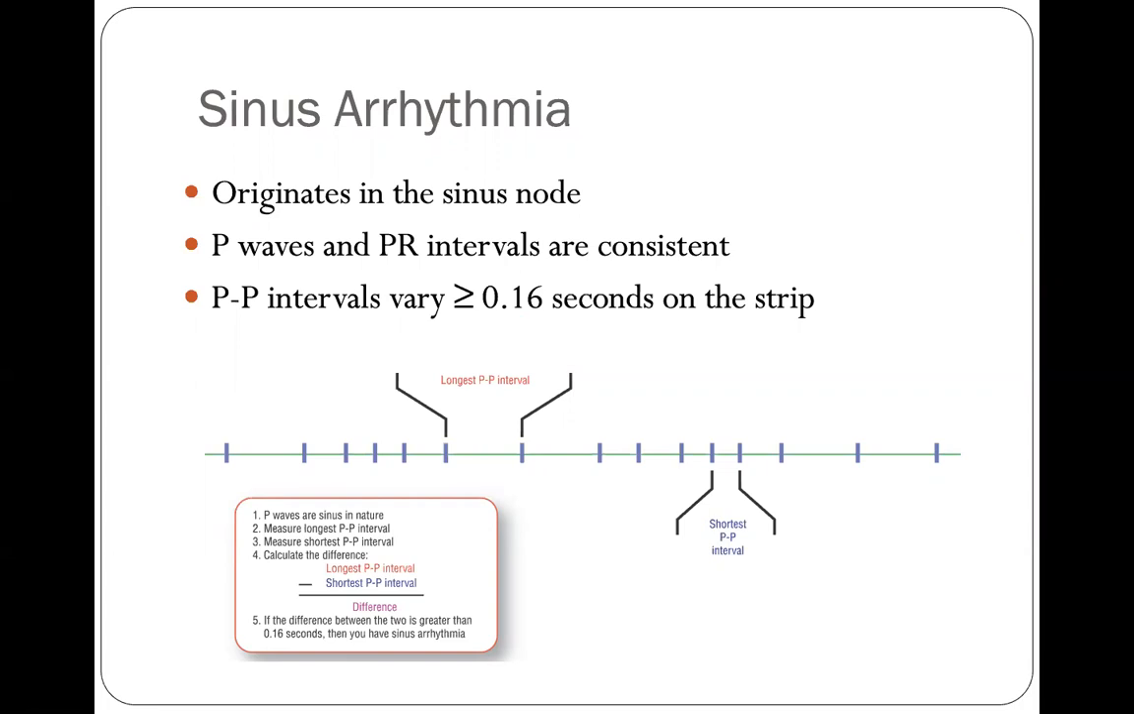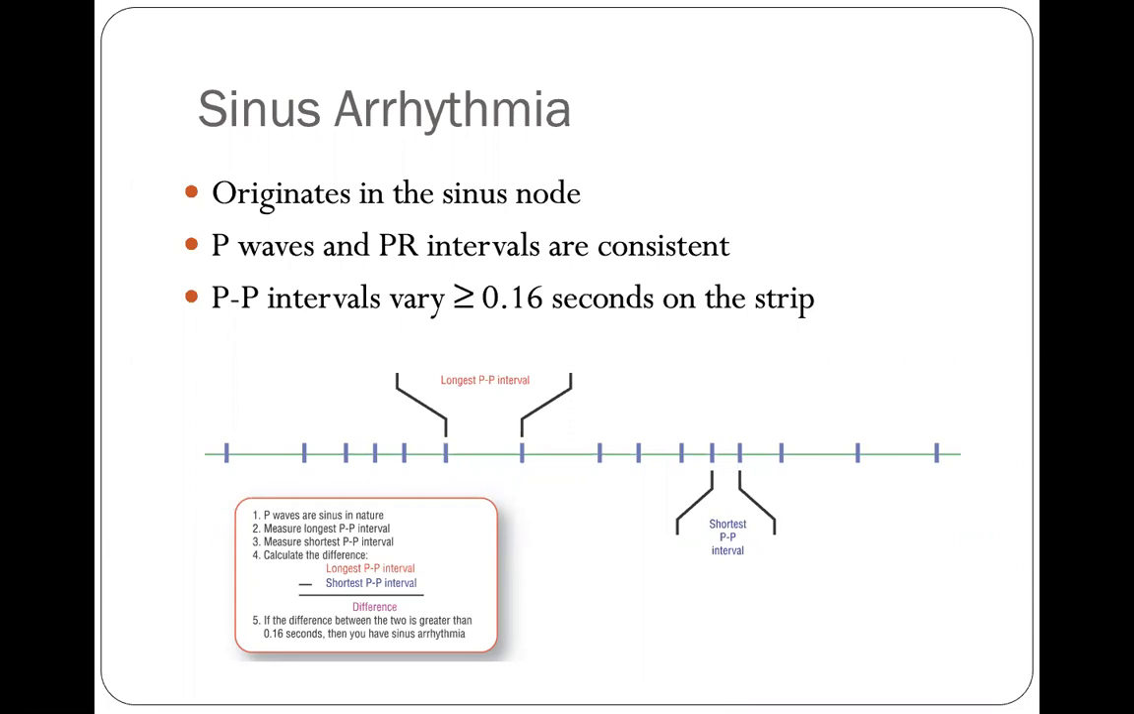The PR intervals are still constant. All the P waves are still constant, but the P to P intervals vary, and they typically vary by greater than or equal to 0.16 seconds on an EKG strip. So the P to P interval is going to vary by a pretty large margin. There is some small variance you might have in a normal sinus rhythm without having to call it a sinus arrhythmia.